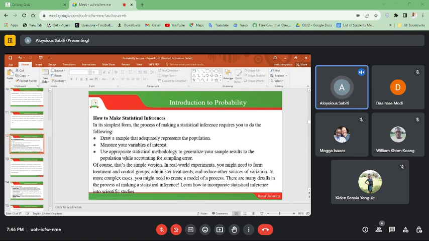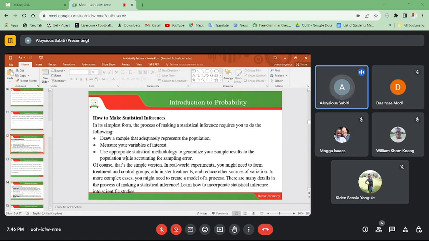However, in real world experience, you might need to form treatment and control groups, administer treatments and reduce other sources of variation. So in your real scientific research, you may just have to create a control group, meaning that there's a group that you give the treatment, then the other group you do not give the treatment. So when you do the comparison, you can assess the effectiveness of this new particular drug.